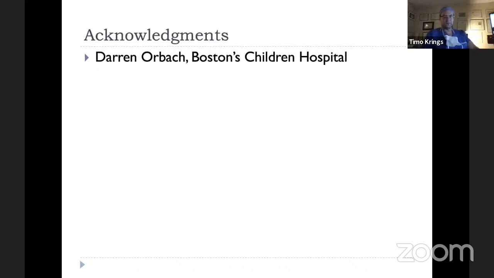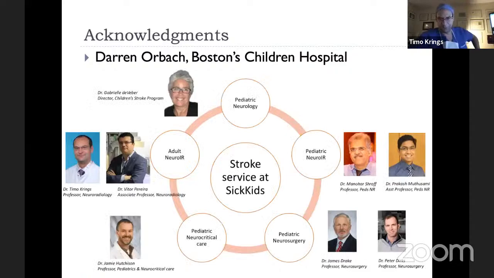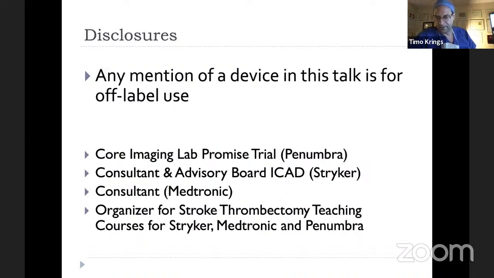Intervention in ischemic stroke is a team effort, and we are very happy to have a great group at SickKids that is performing this type of intervention in acute stroke.